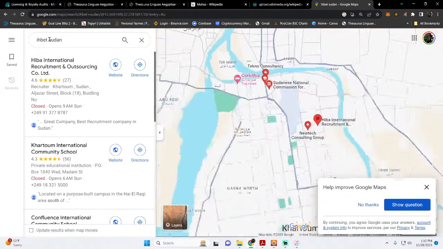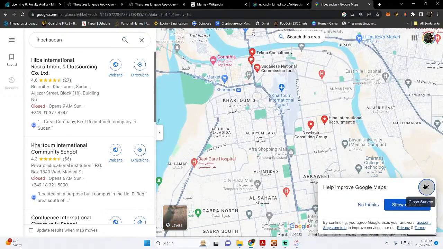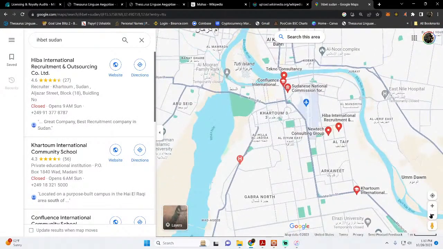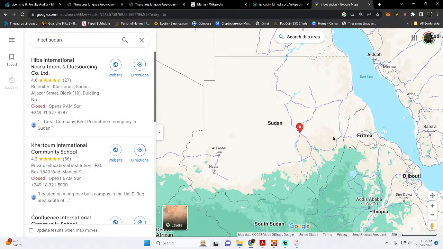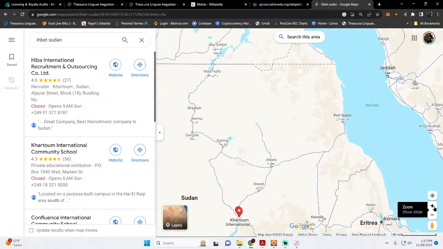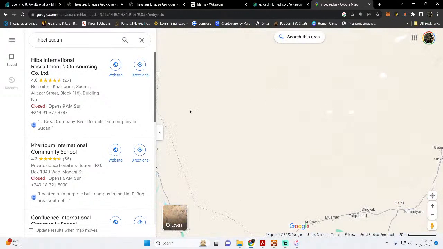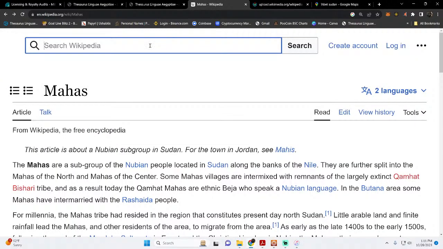Okay? If it's not Ibet, it's Ebhet. Let's see if this is the Sudan right here. Yeah, this is Khartoum. So I'm in the Sudan. Now, Ibet ain't that far down. I bet it's in this area right over here, but they don't want to show me right now. So let me see if I can find a source that could prove it to you guys.